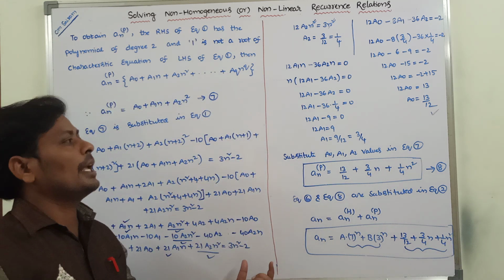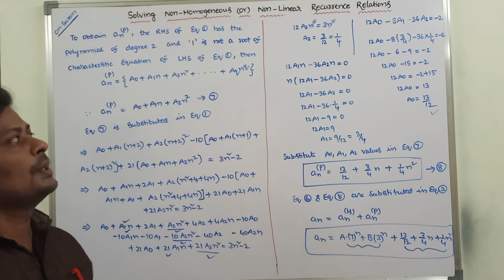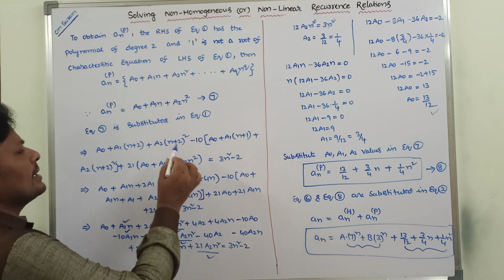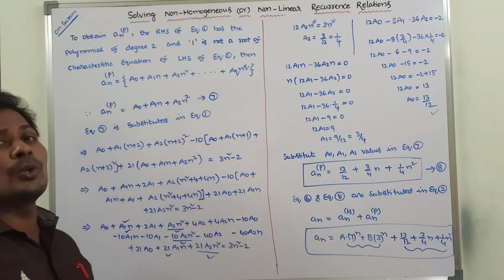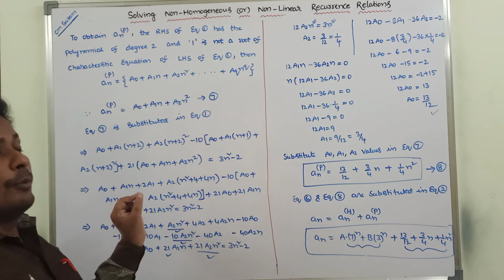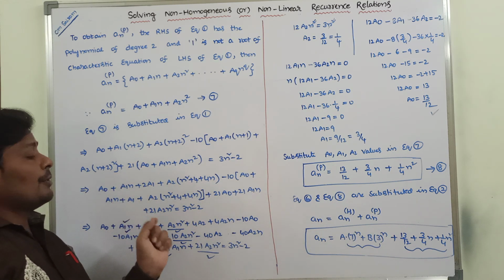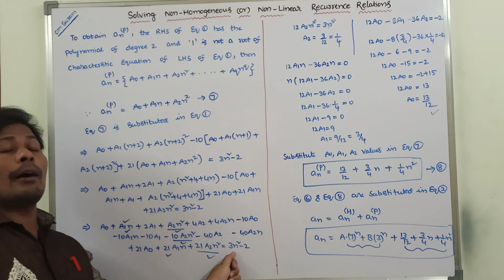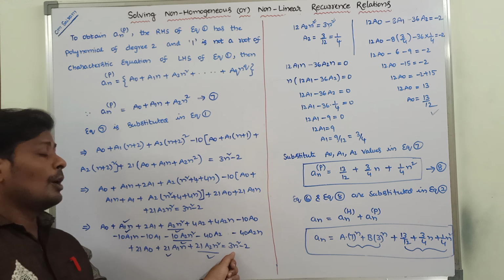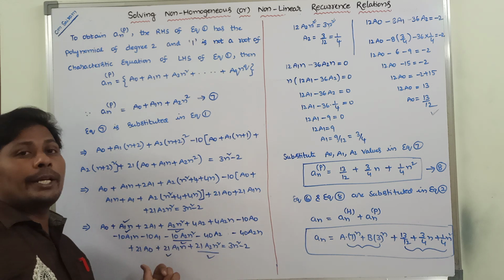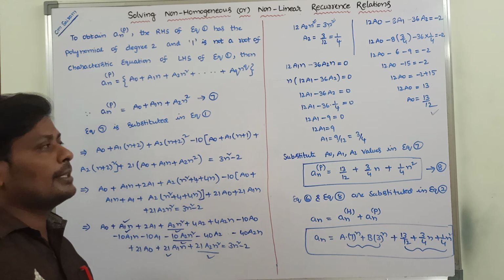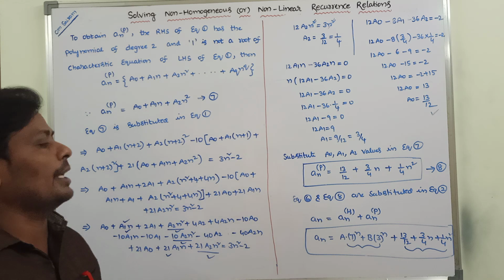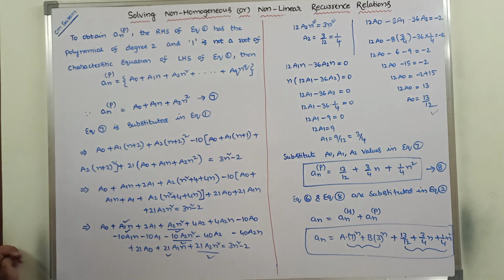So in this way, we have to solve the given problem. Here the most difficult part is equating the terms on both sides. We have to carefully observe what polynomials are there on the right hand side. Equating the polynomials on both sides is the most important thing. Okay, so thank you for watching this video.